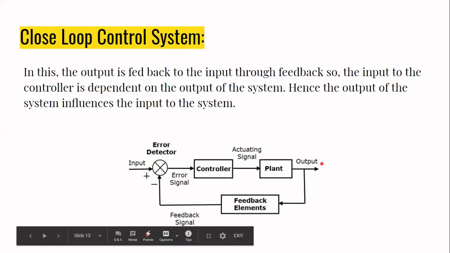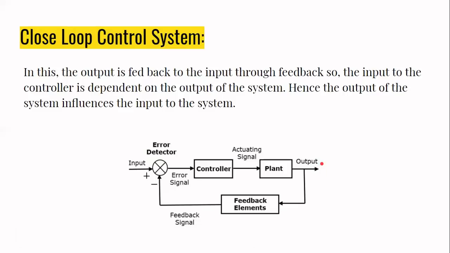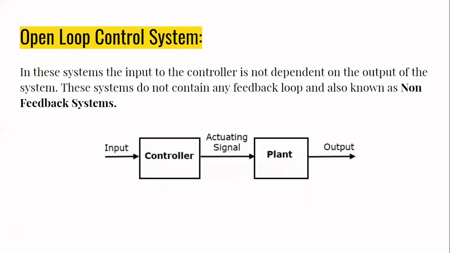So the examples of these systems can be, for open loop control system, a fan with regulator. If we want to increase or decrease the speed of the fan, we will use the knob on the regulator. So here we are not measuring any speed of the fan. So there isn't any feedback. So this is the example of open loop control system.